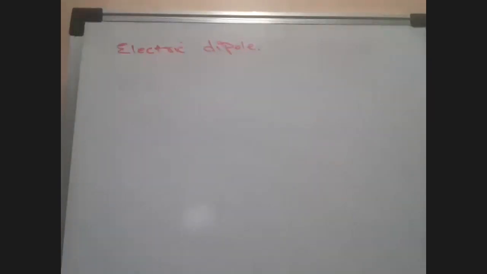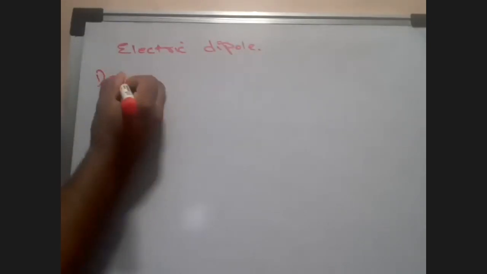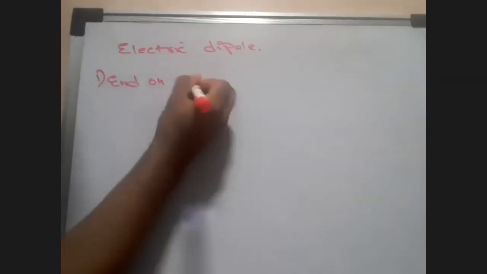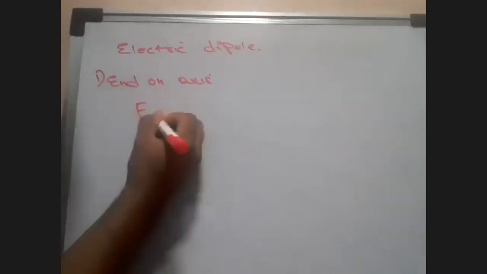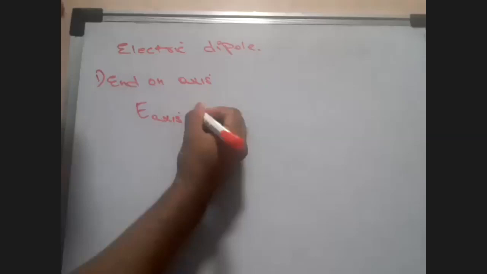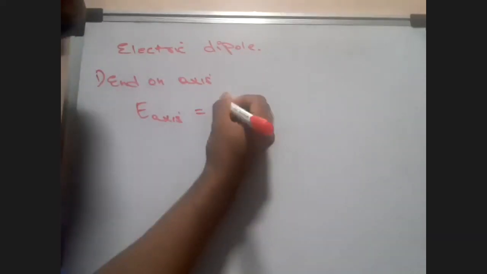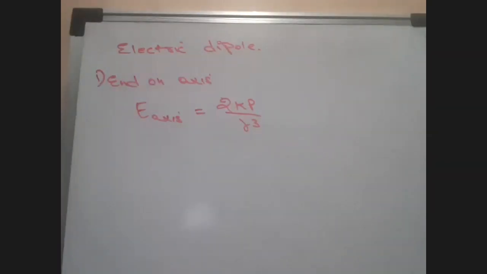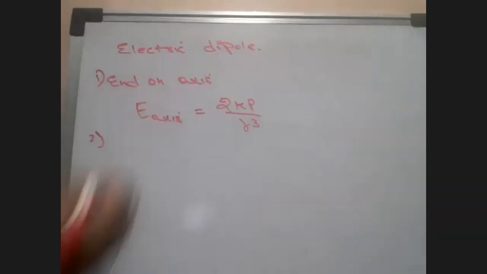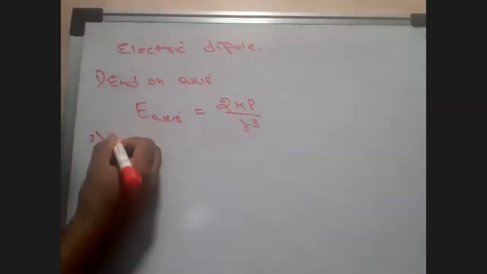Electric dipole. Just to remind you again, what are the derivations on an end-on axis? On the end-on axis, what was E axis equal to? The electric field at a point on the axis, what was it equal to? 2kp upon r cube. Yes or no? Yes, sir.